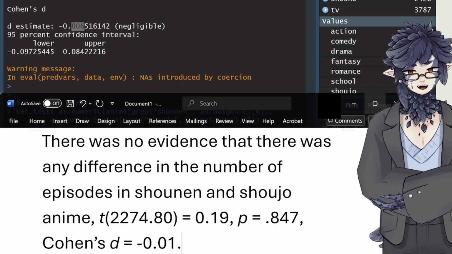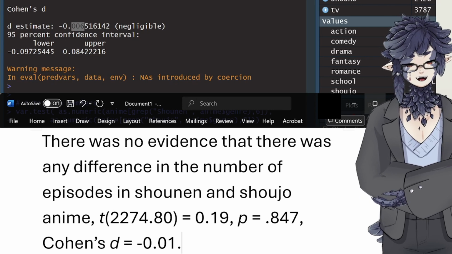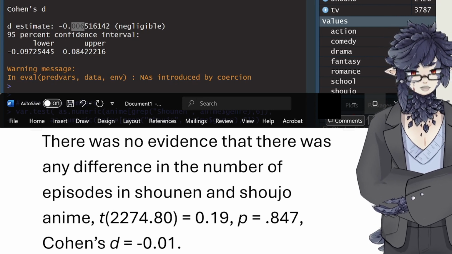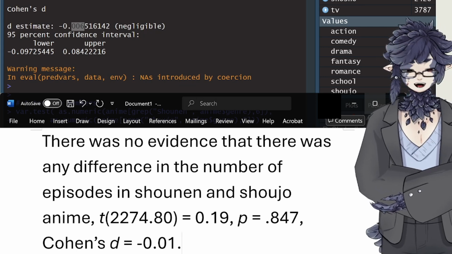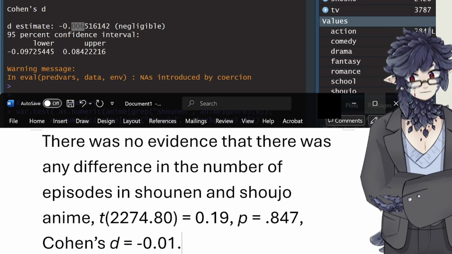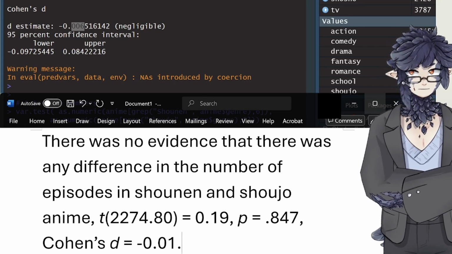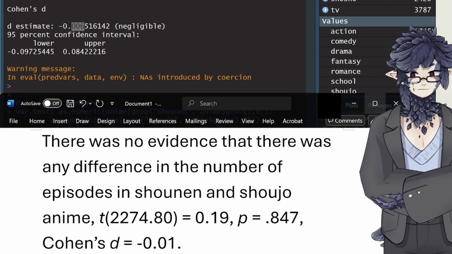There was no evidence that there was any difference in the number of episodes in shonen and shoujo anime. A t-test with 2,274.8 degrees of freedom gave us a t-value of 0.19, our p-value was 0.847, and our effect size, Cohen's d, was negative 0.01.